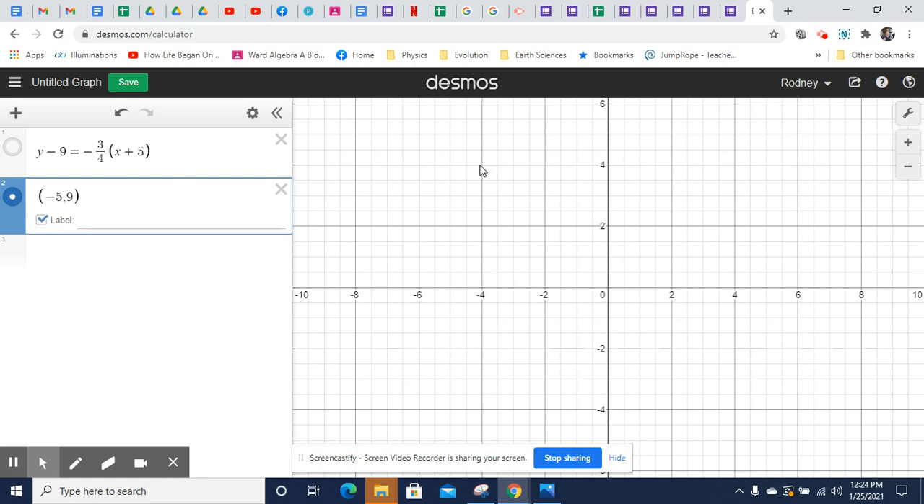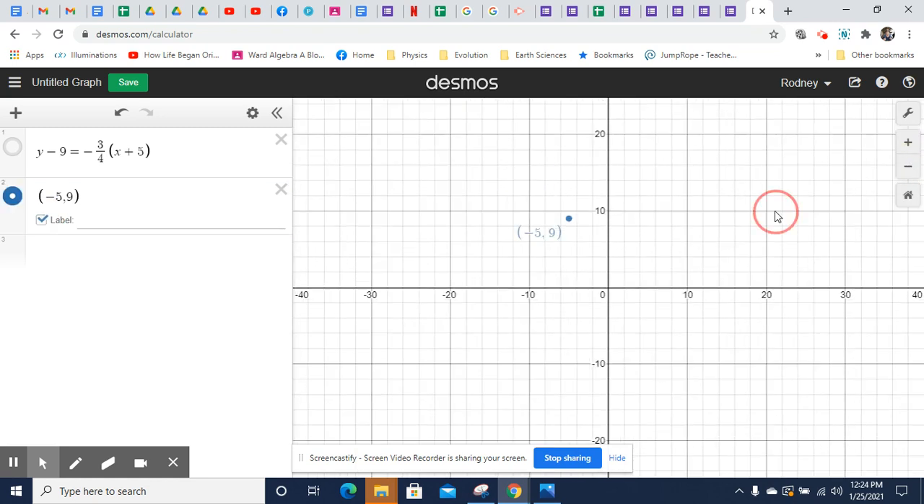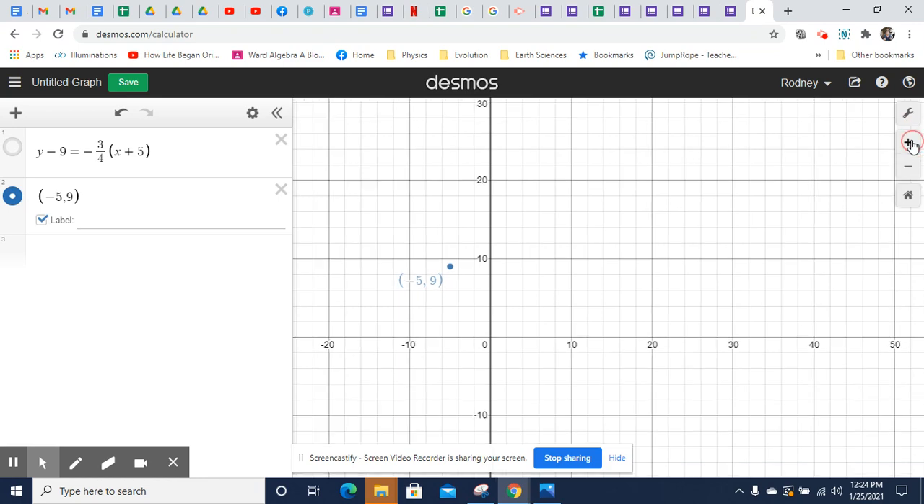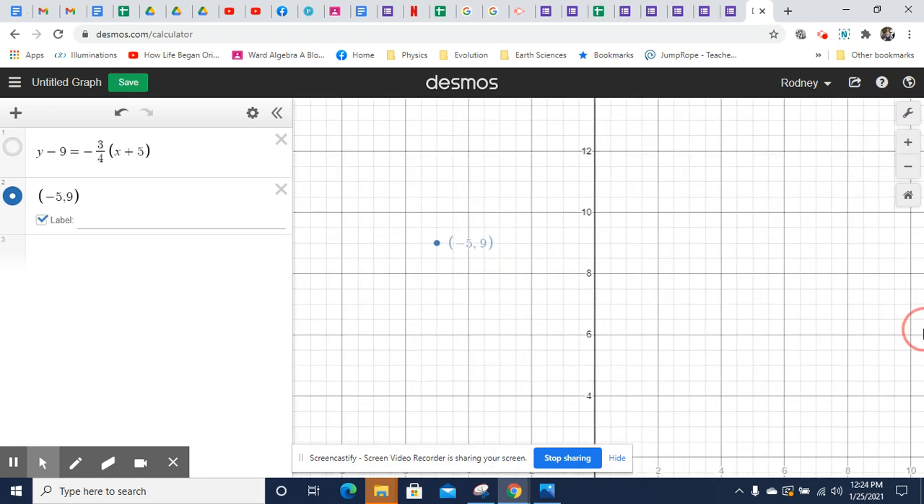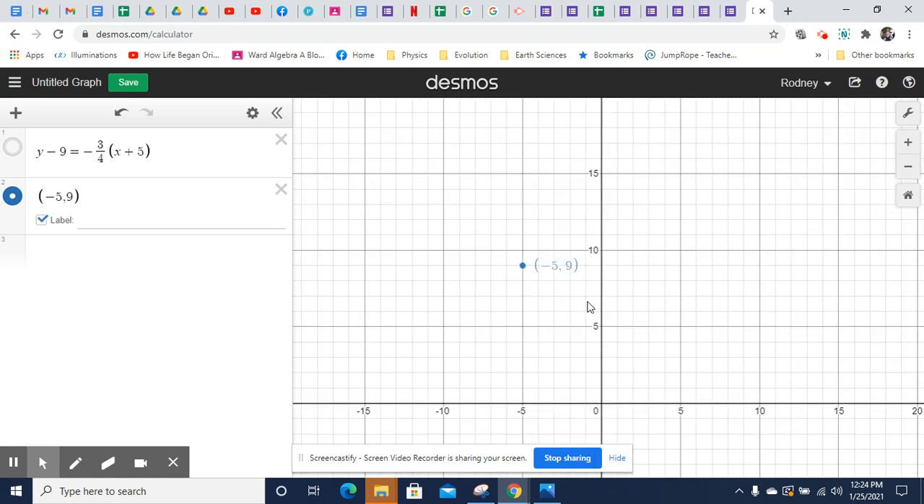And let's find that point, negative 5, comma 9. Okay, I'm going to zoom in a little bit on that. Now, maybe out a hair. Yeah, there. So now the grid is in ones instead of halves. So what we're going to do is take that slope, which is negative 3/4, and we'll go down 3. It's a fall of 3, so minus 3, and over 4. So we should have a point right here.